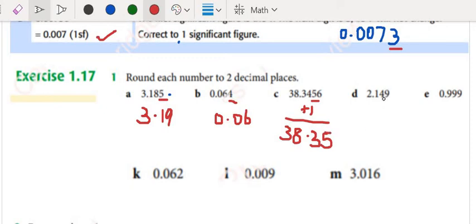And similarly, here we see the third decimal place is 9, which is greater than 5. So we add 1 to the 4, it becomes 2.15.